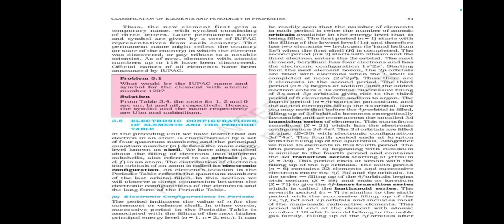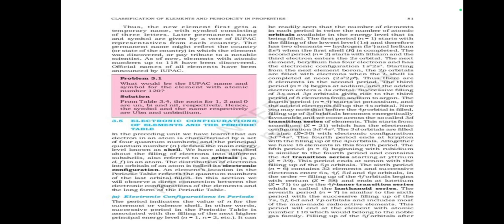In this section, we will observe the direct connection between the electronic configurations of the elements and the long form of the periodic table. Electronic configuration and periods. The period indicates the value of small n for the outermost or valence shell. In other words, successive periods in the periodic table are associated with the filling of the next higher principal energy level, n equals 1, n equals 2, etc. It can be readily seen that the number of elements in each period is twice the number of atomic orbitals available in the energy level that is being filled.